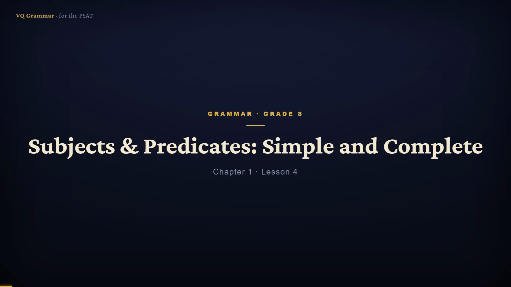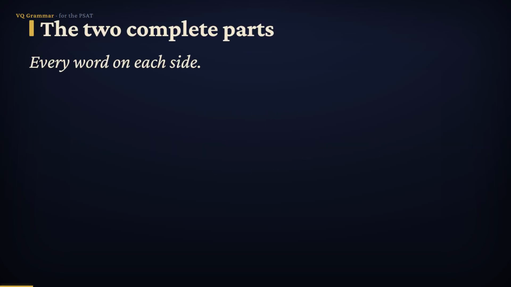We know a sentence needs a subject and a predicate. Now we'll look closer at each one because each comes in two sizes, the complete part and the simple part. Subjects and predicates, simple and complete. Let's start with the big picture. Every sentence splits into two parts, the subject part and the predicate part.